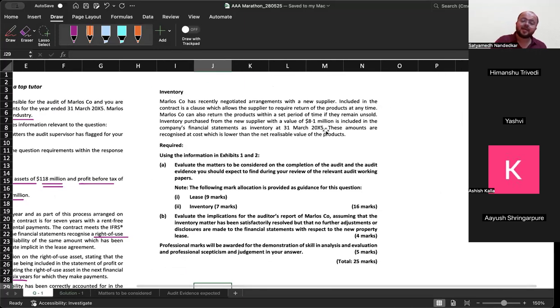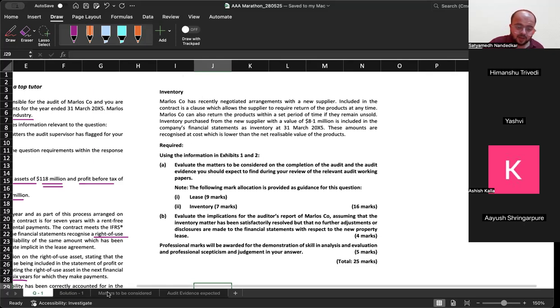Marlowe's company has recently negotiated arrangements with a new supplier. Included in the contract is a clause which allows the supplier to require return of the products at any time. Marlowe's company can also return the products within a set period of time if they remain unsold. Inventory purchased from the new supplier with a value of 8.1 million is included in the company's financial statements as inventory at 31st of March 2005. These amounts are recognized at cost, which is lower than the net realizable value of the product.